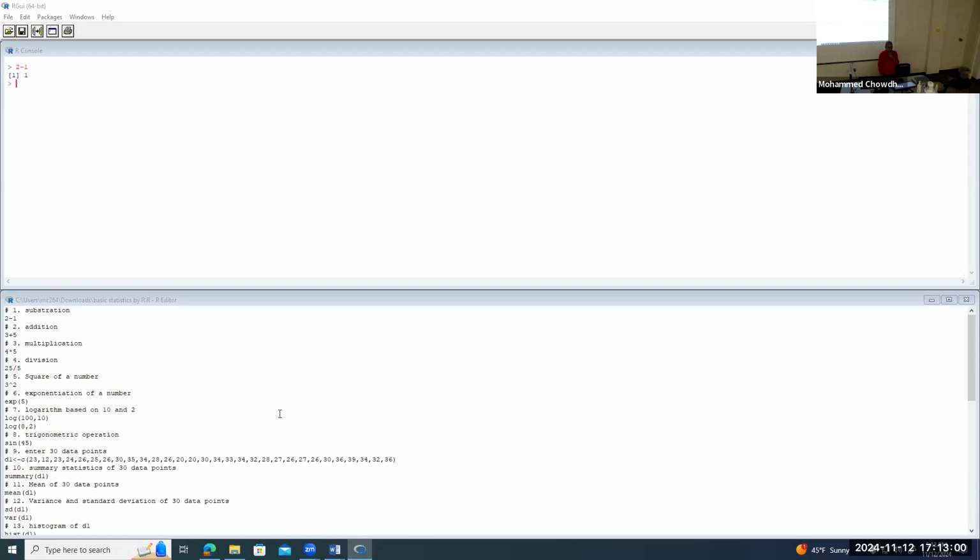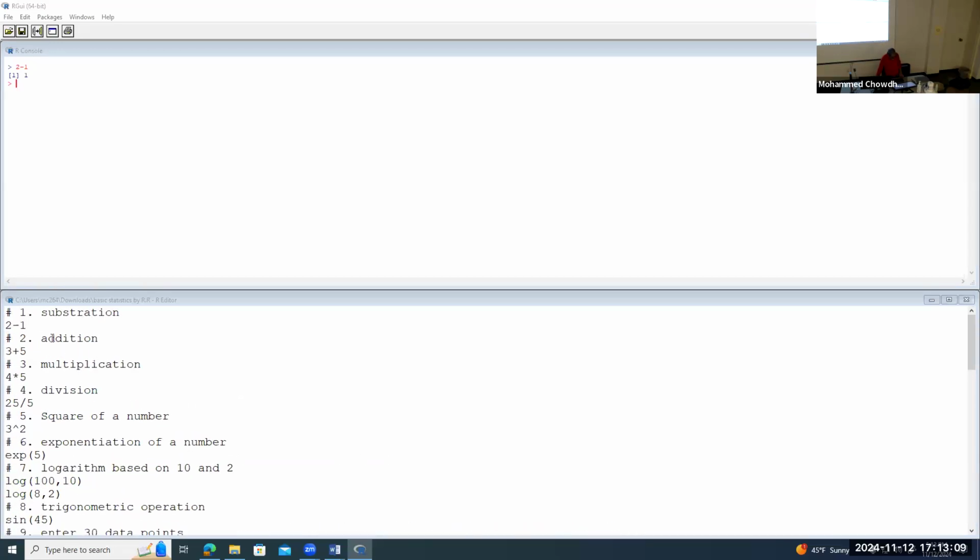Did you get your first line of code running? Now the second one is addition, 3 plus 5. I bring my cursor in there, press Control R, and 3 plus 5 equals 8. Then I want to do the multiplication operation, which is 4 times 5 equals 20. Control R for the Windows people, and I got the 20.